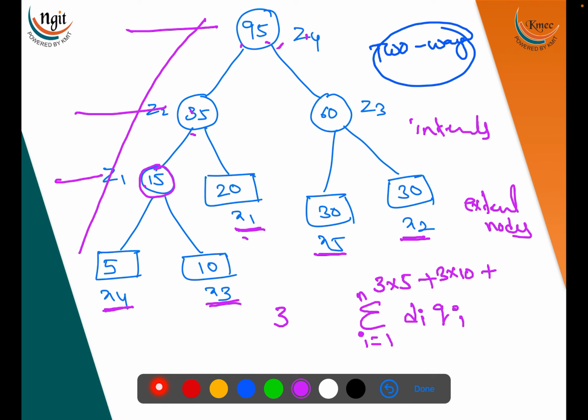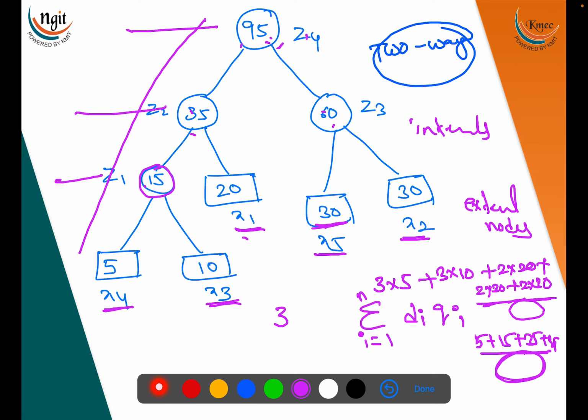Next, from this node x1, 20 is at 2 levels. Now 2 into 20 plus. Now the next node, 30. 30 is at 2 levels. 2 into 30 plus 2 into 30. Finally, you will get the answer, which is exactly equivalent to the cost of this tree. The cost of this is what? 5 plus 15 plus 35 plus 95. The cost you get will be exactly equivalent to this figure. Okay. So this is your two-way merge pattern. Thank you all.